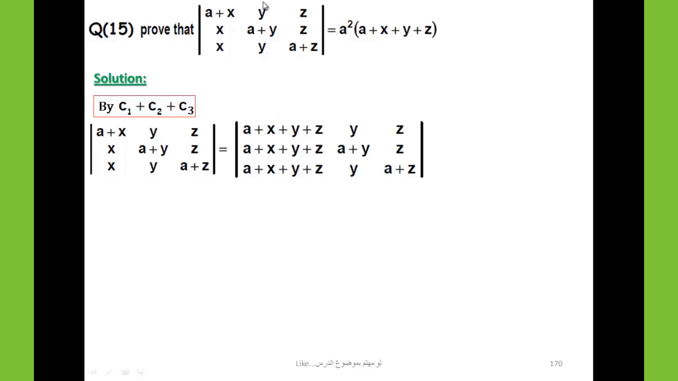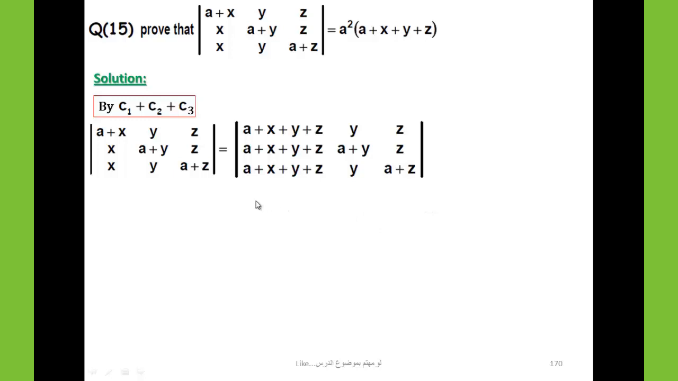Again, we will add the elements of the second column plus the third column to the first column. So by adding these elements, we get a plus x plus y plus z in each row. After addition, the first column will be a plus x plus y plus z in every entry. The second column is the same, y, a plus y, y, and the third column is z, z, a plus z.